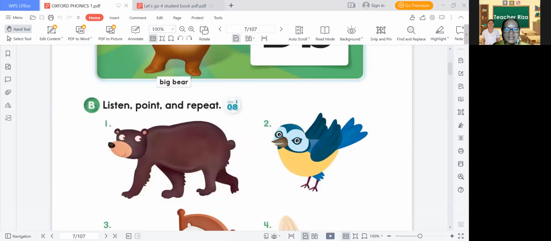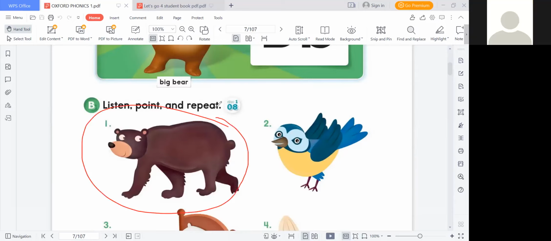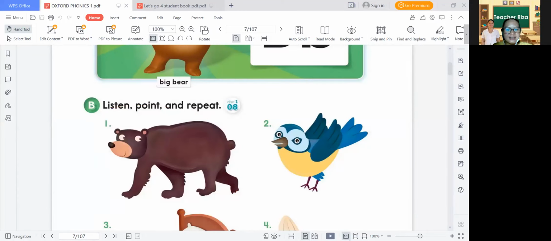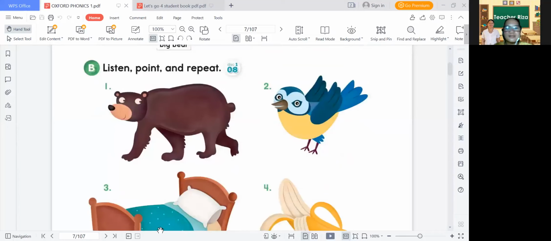Okay, can you tell me what picture is this? The first picture. You can't see my screen. Can you see my screen? No. Okay, let me check first. Okay, how about that one? Can you see my screen? Yes. No. Okay, it's still not. Let me check first. Okay, how about that one? Can you see the pictures on my screen? Yes.